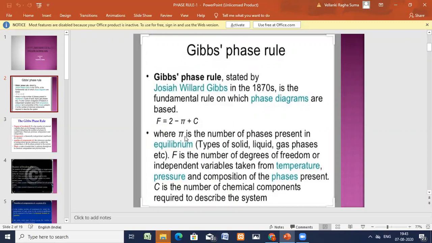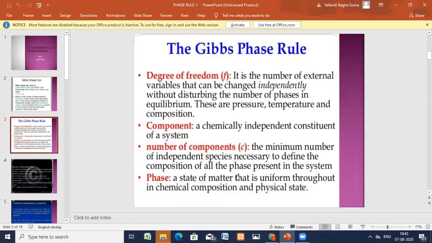P is the number of phases present in equilibrium, for the different phases like solids, gases, and liquids. F is the number of degrees of freedom, or independent variables like pressure, temperature, composition, and density of the phases. C is the number of chemical components required for the system.